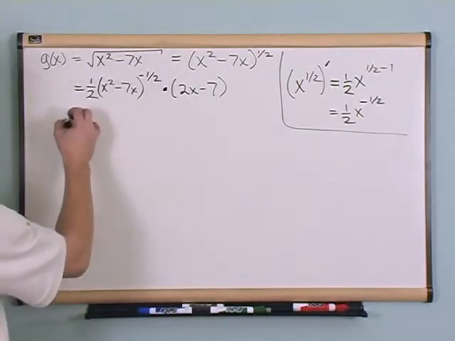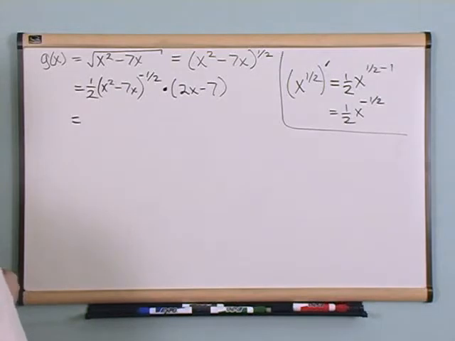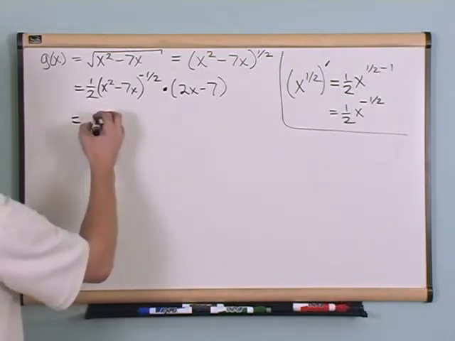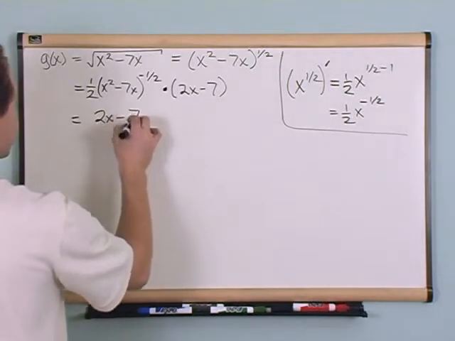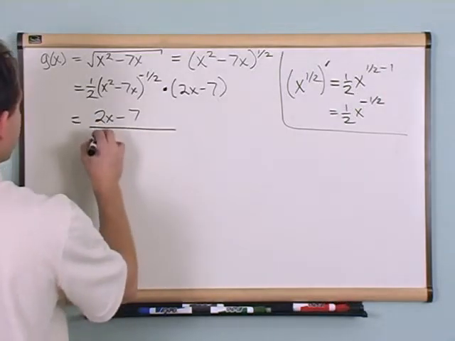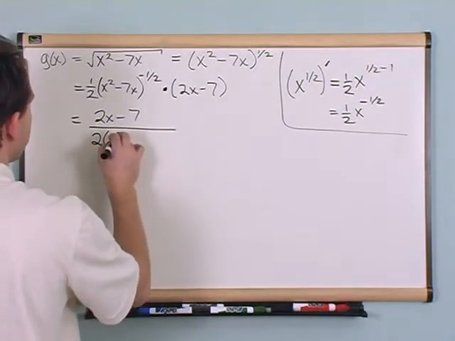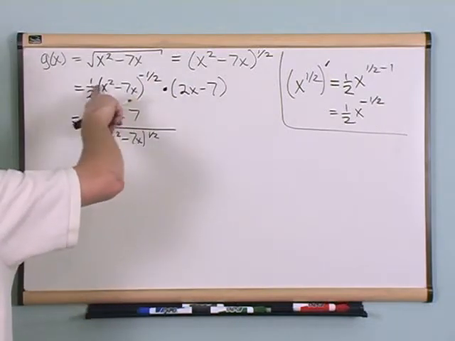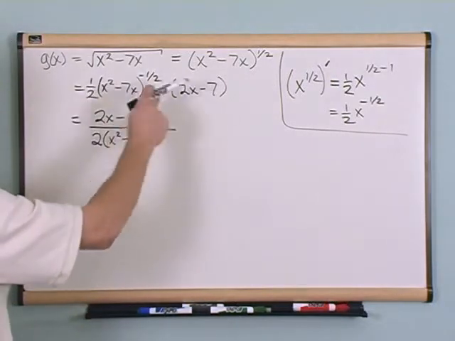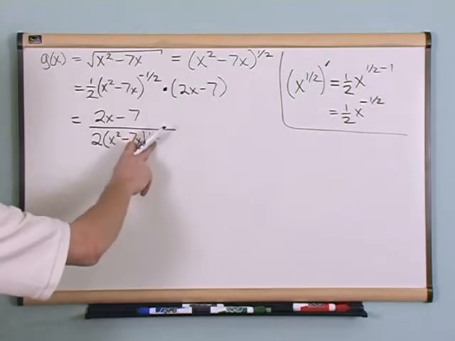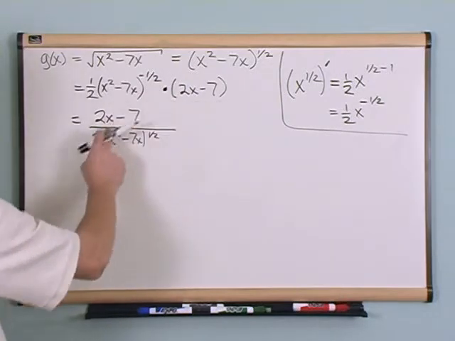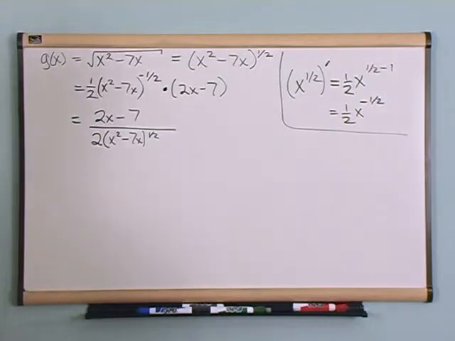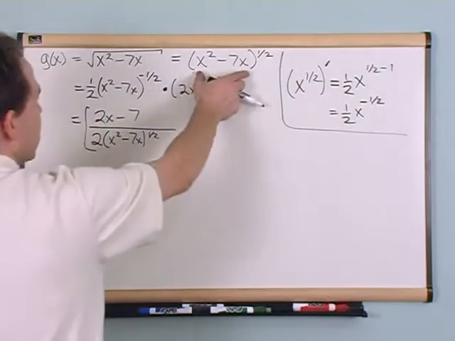So to rewrite it, what you would have is 2x minus 7 on the top, and then you would have 2 times x squared minus 7x to the 1/2 on the bottom. All I did is I moved this negative 1/2 down to the bottom, made it a positive exponent. I left this in the numerator, and I have the 2 down with it. This is the answer.